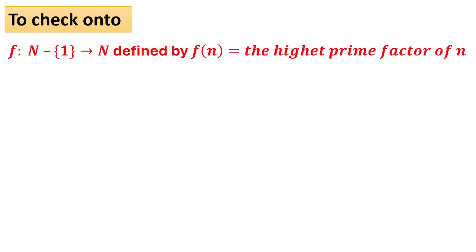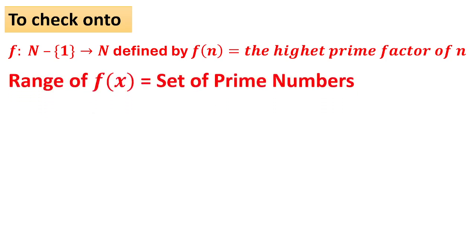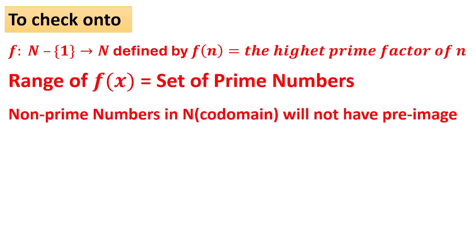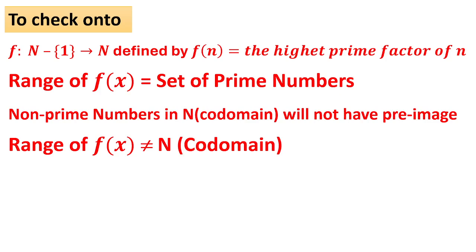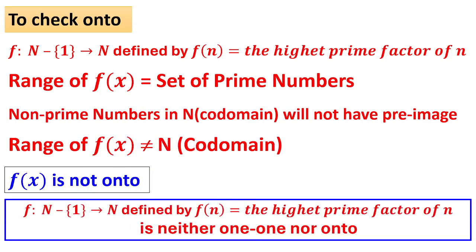Let us go to onto. Very simple. All of you know that the collection of images is nothing but the range. Now, you are collecting only the highest prime factors. Therefore, the range will be the set of all prime numbers. Non-prime numbers will not have a pre-image. Therefore, the range of f of x, which is the prime numbers, is not equal to the codomain, which is the set of natural numbers. It will be a subset. As the range is not equal to the codomain, the function is not onto. Therefore, it is neither one-one nor onto.